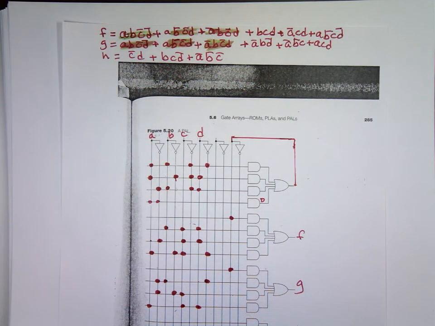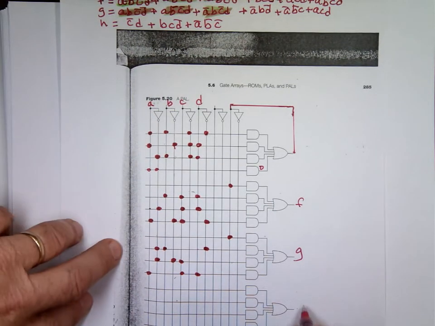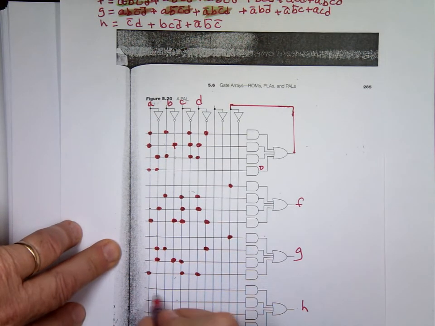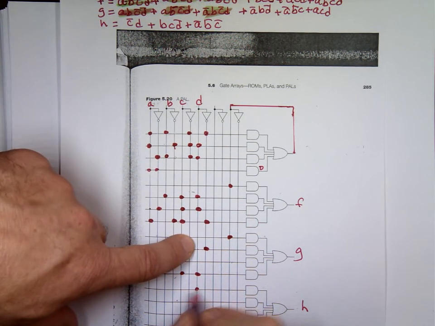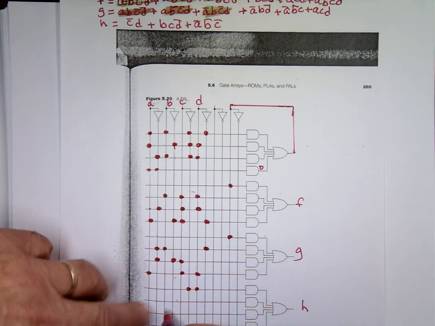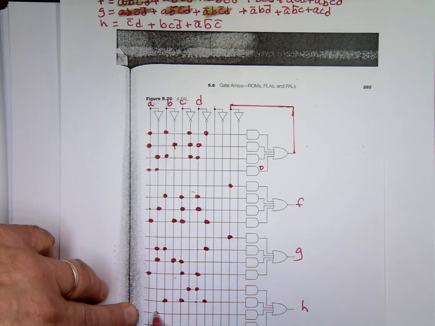And H is straightforward. C bar and D. D is right here and C bar is here. B, C, and D bar. And A bar, B bar, and C bar. And I'll kill the last one. That's a 0. Woo! We got it.